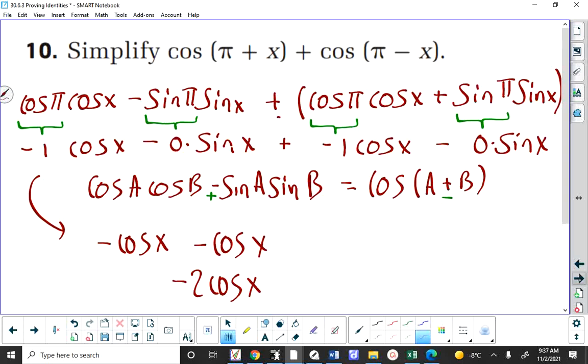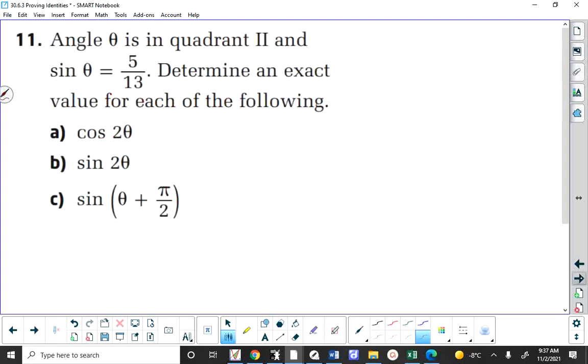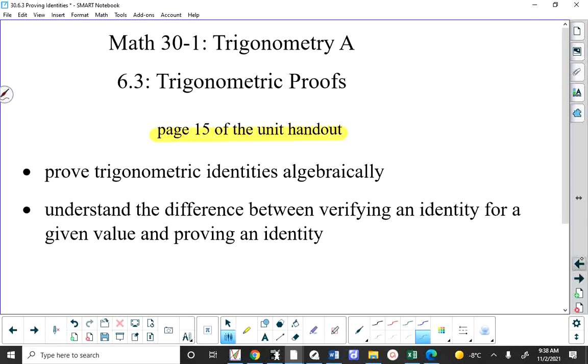All right. So we're going to spend some time working on proofs now. Trigonometric proofs. I think this is page 15 of your unit handout. When we first started learning about identities, and I hit you with those like 8 identities, or however many there were, reciprocal, quotient, Pythagorean, we learned about it on one day, and then the very next day we practiced, and that's what's going to happen now.